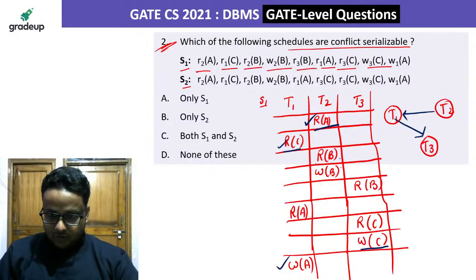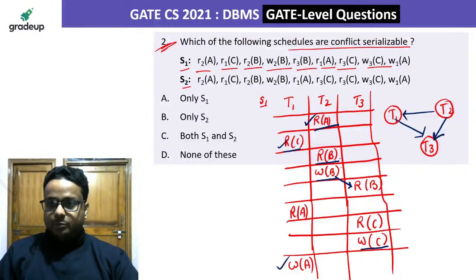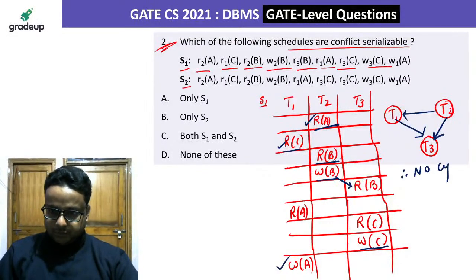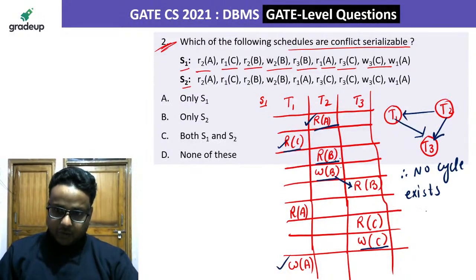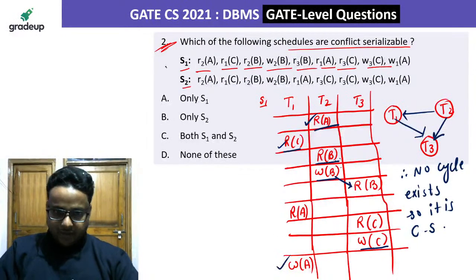Now we'll take RB. So B is conflicting with this one, no. WB, yes, it is making a conflict, T2 to T3. And similarly R of A, no. So basically, because there is no cycle in the precedence graph, it is conflict serializable. So S1 is conflict serializable.